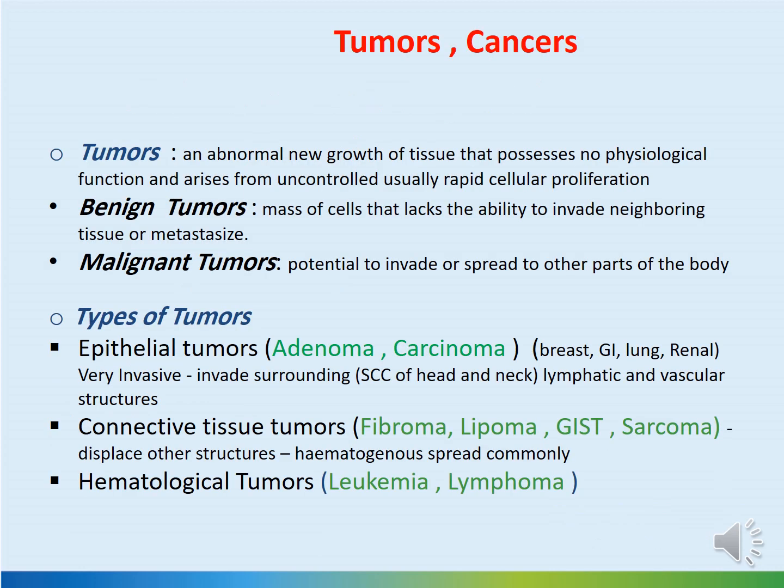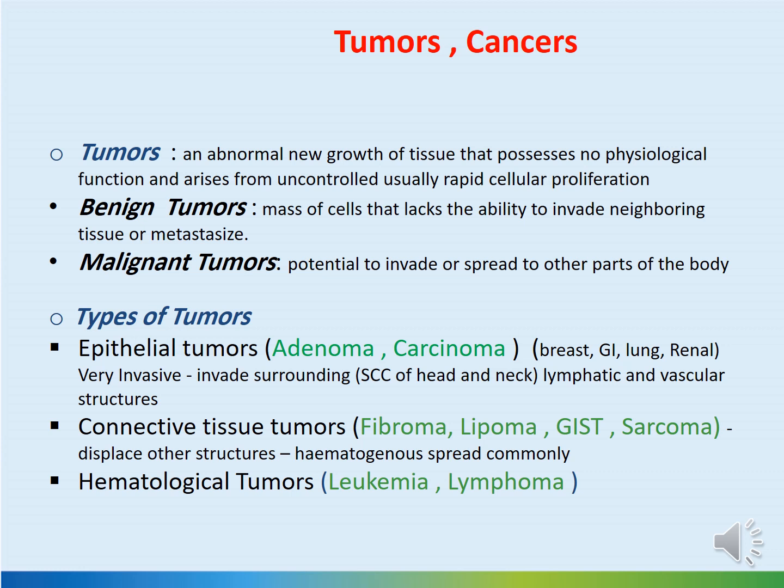First of all, let us review quickly the most common definitions in oncology. As you know, a tumor is an abnormal new growth of tissue that has no physiological function and arises from uncontrolled, usually rapid, cellular proliferation. We have two types of tumors, benign or malignant, depending on the potential to invade or spread to other parts or tissue outside the primary source or the primary organ.